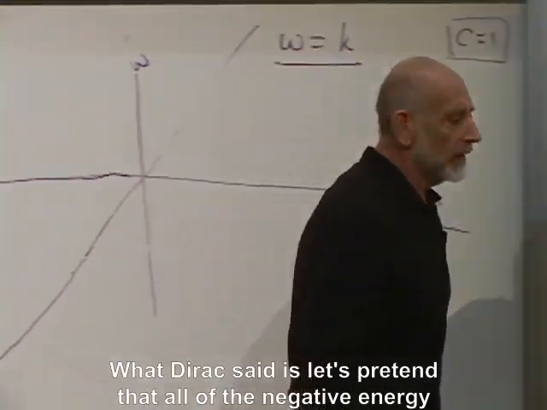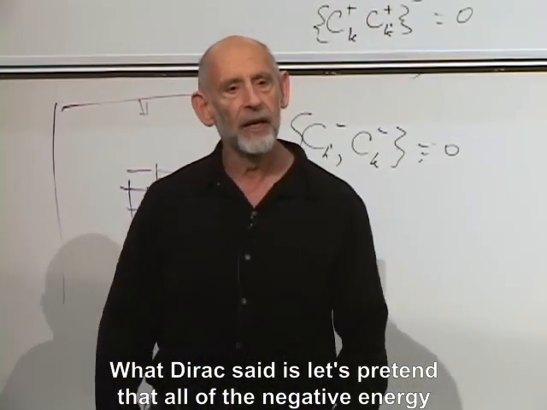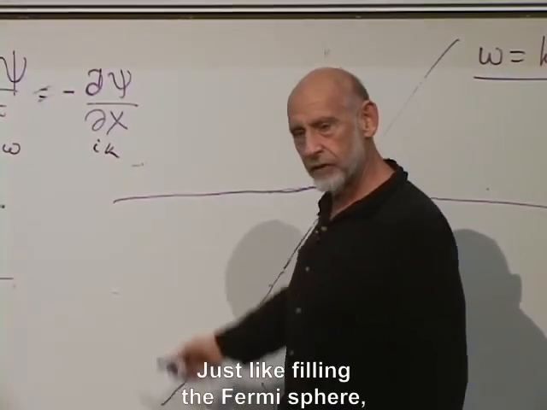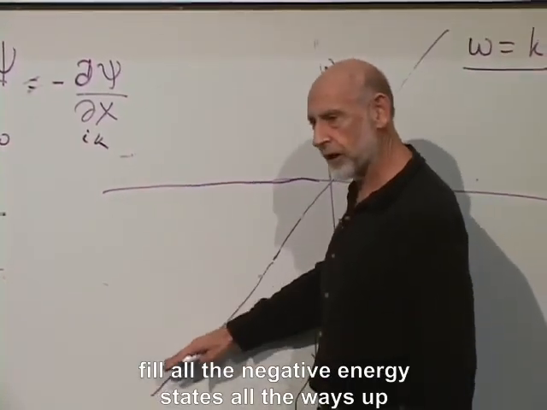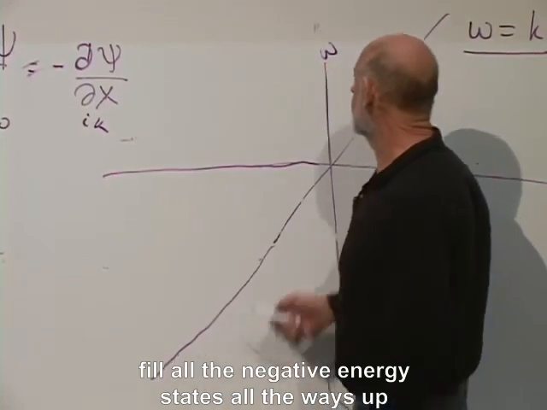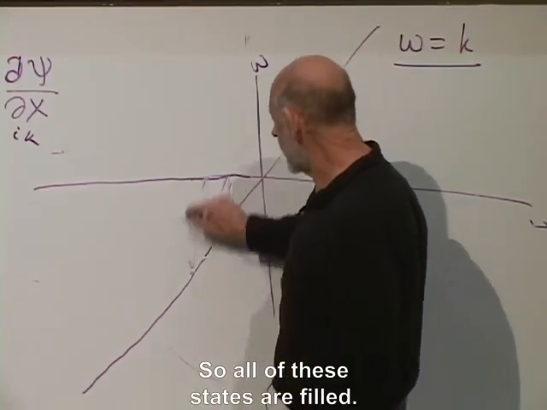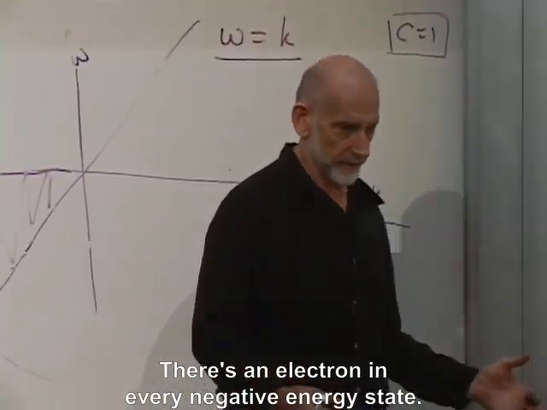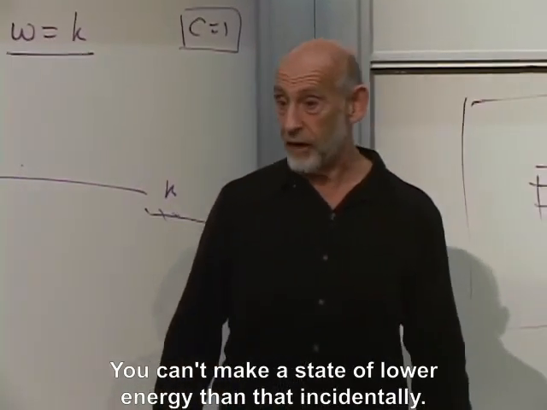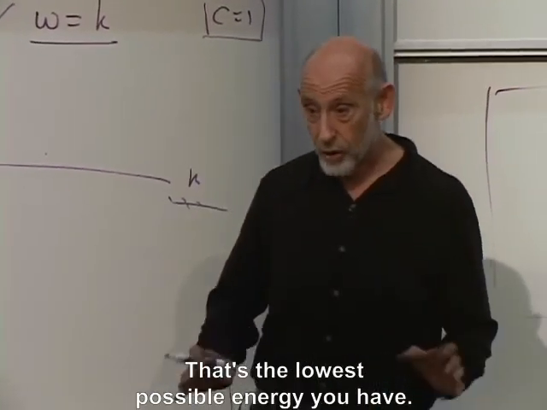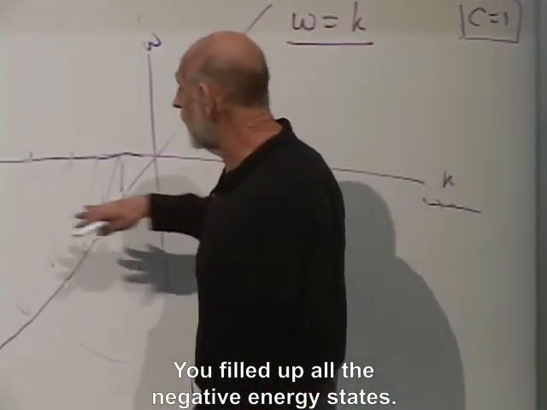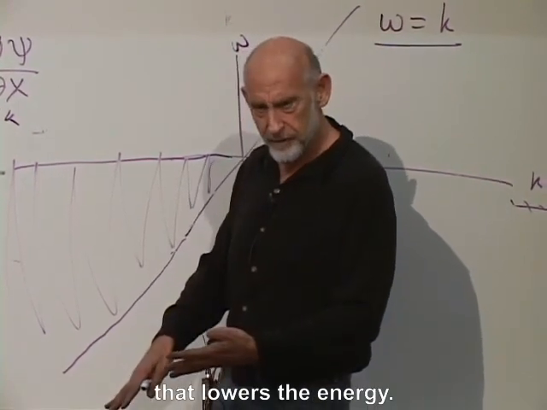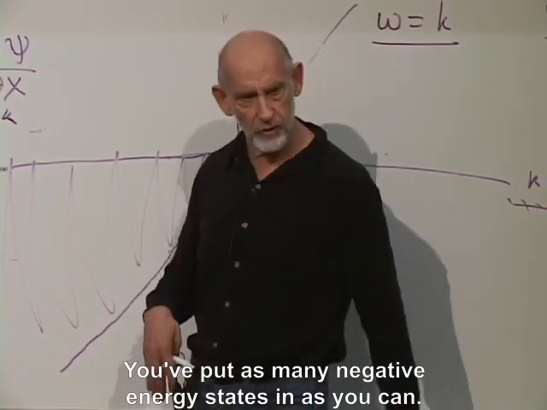What Dirac said is, let's pretend that all of the negative energy states were filled. Just like filling the Fermi sphere, fill all the negative energy states all the way up to zero energy. So all of these states are filled. There's an electron in every negative energy state. You can't make a state of lower energy than that, incidentally. That's the lowest possible energy you have. You've filled up all the negative energy states. Every time you put a negative energy thing in, that lowers the energy. You've put as many negative energy states in as you can.